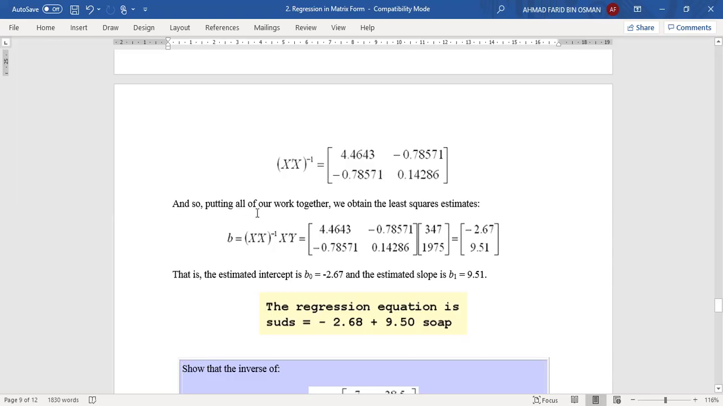So putting all our work together, we obtain the least squares estimate. You use the formula we derived before to get the estimate. If you compute this, you multiply x transpose x inverse and then x transpose y, you get the estimates for the intercept and the slope. The intercept is negative 2.27, and the slope is 9.5.